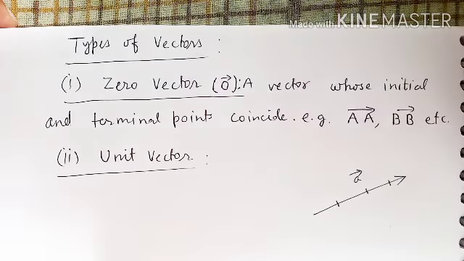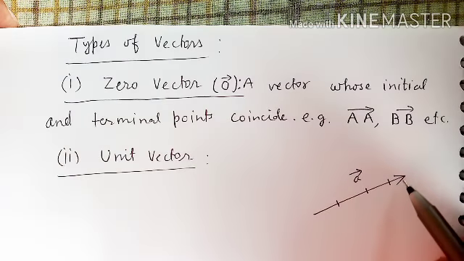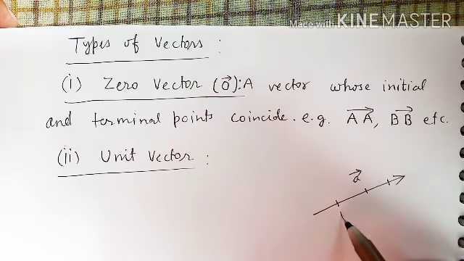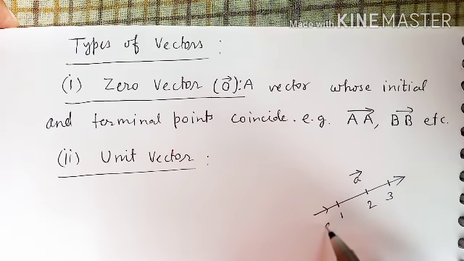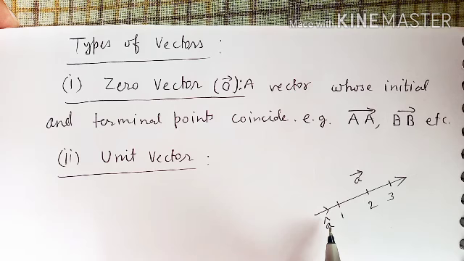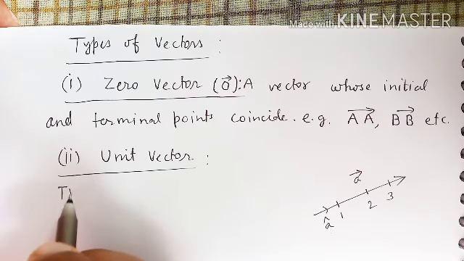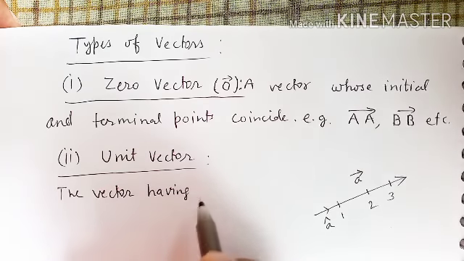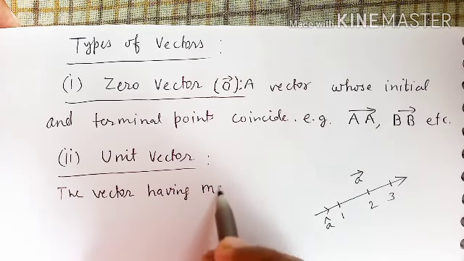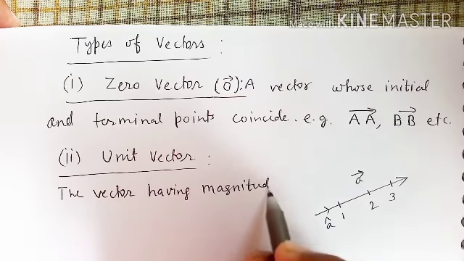Now unit vector. Suppose this is a vector A, this is 1, this is 2, this is 3. So this vector is unit vector A. Here cap above A denotes the unit vector. It is used to specify the direction of the vector. So the vector having magnitude 1 unit.